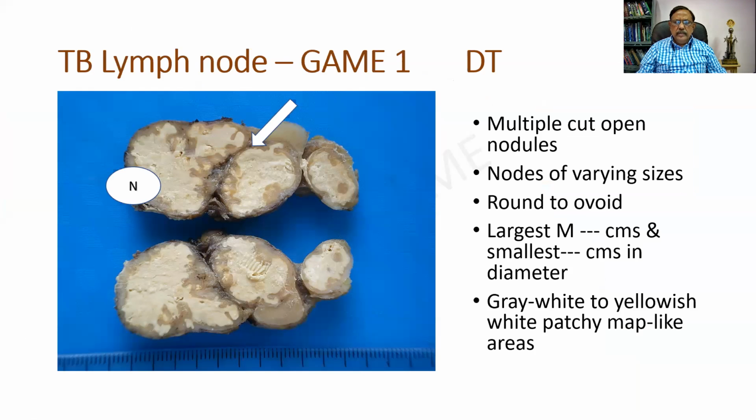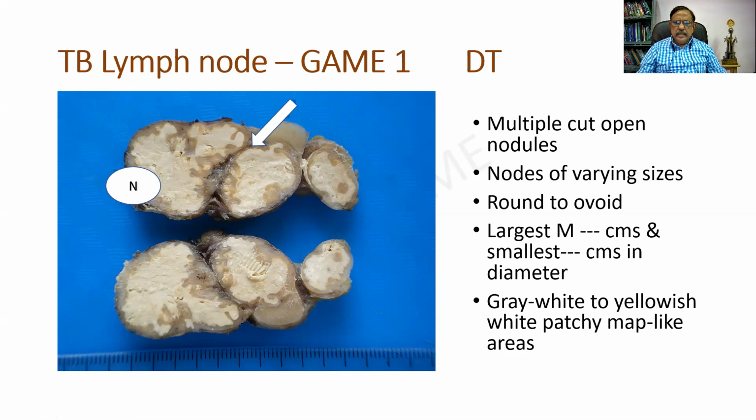Now, this is the first set of specimen and slide that I am describing. It is a specimen of a tuberculous lymph node. On the screen, we are seeing multiple nodes which are of varying sizes. They vary from round to ovoid. And when you describe, you'll have to use this format. The largest node measures so many centimeters and the smallest so many centimeters in diameter.